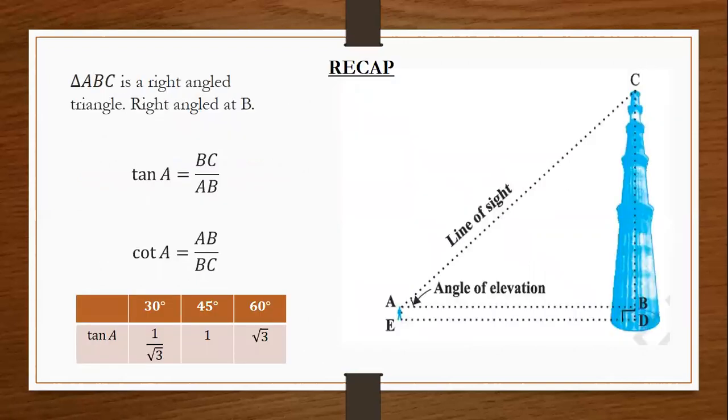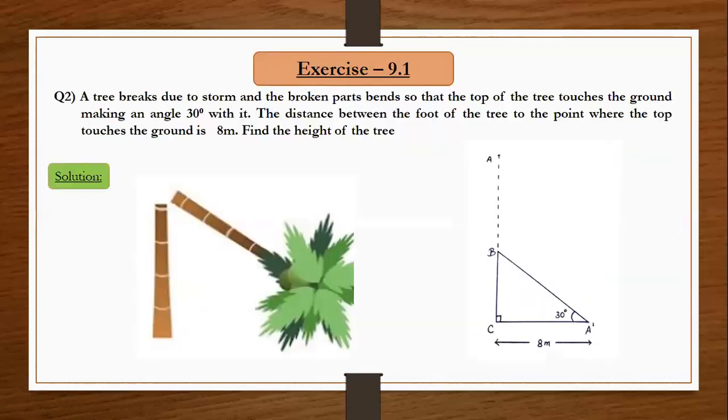Let us have just a quick recap of the previous chapter. Suppose we have a right angle triangle ABC. Then tan A will be BC by AB, which is opposite side by adjacent side. Cot A will be AB by BC, which is adjacent side by opposite side. And here are a few values of tan A for 30 degree, 45 degree and 60 degree. We'll be requiring all this in order to solve the questions in the exercise. So let us quickly move on to exercise 9.1.